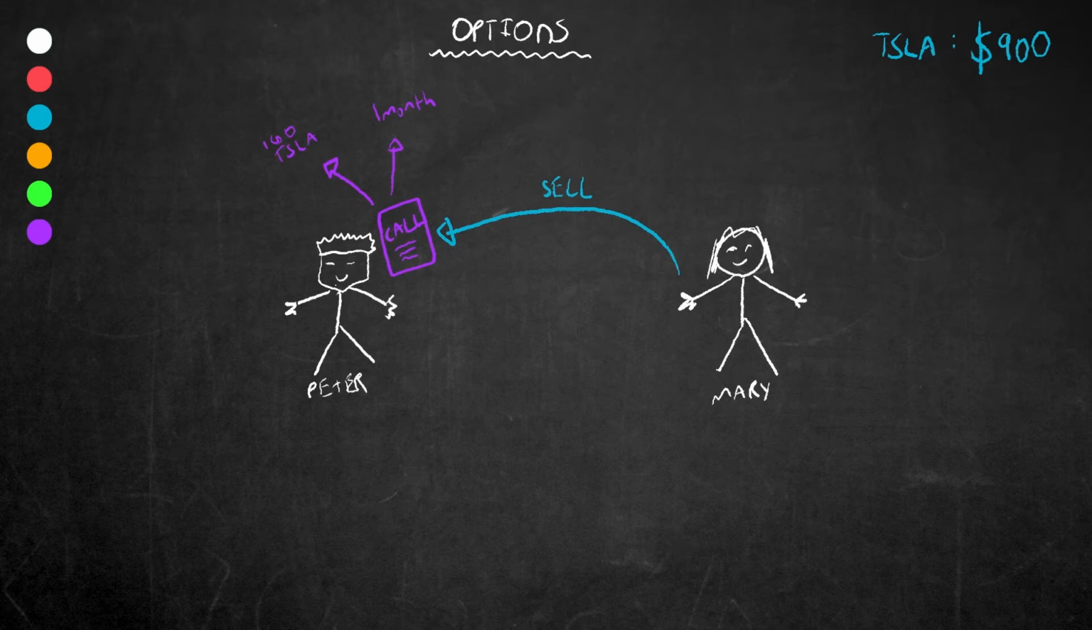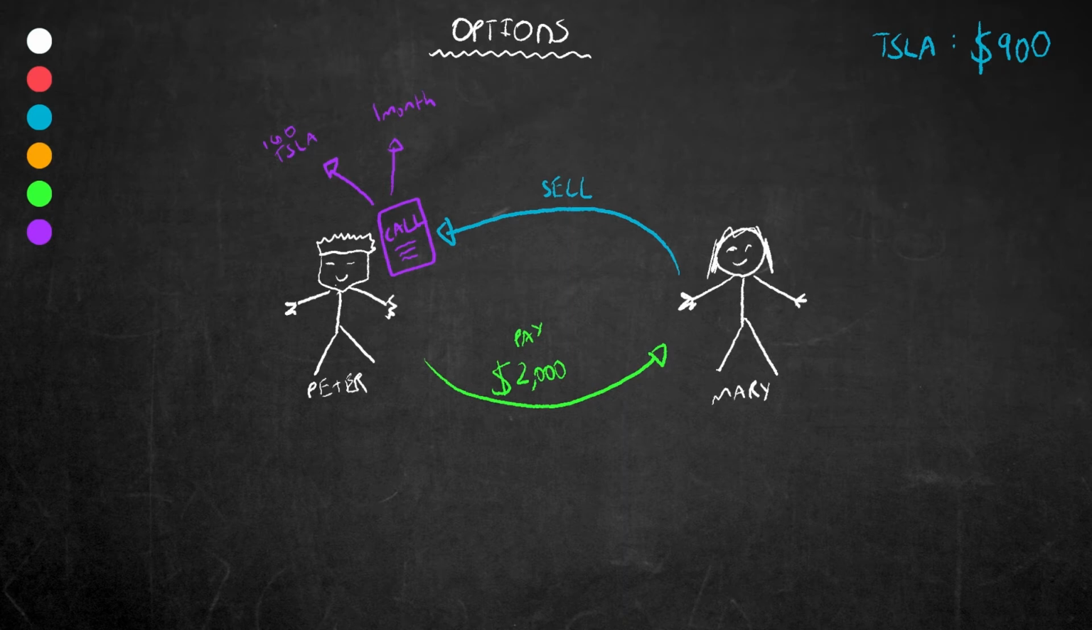So the market value is $900, and he's got the right to buy 100 shares at $1,000 within one month of this option. But Mary, of course, wants something for this option in advance, and so Peter has to pay, let's say, a premium price of about $2,000 just for this option. But you may be asking now, why on earth would Peter want to buy shares at $1,000 if the current price is $900?